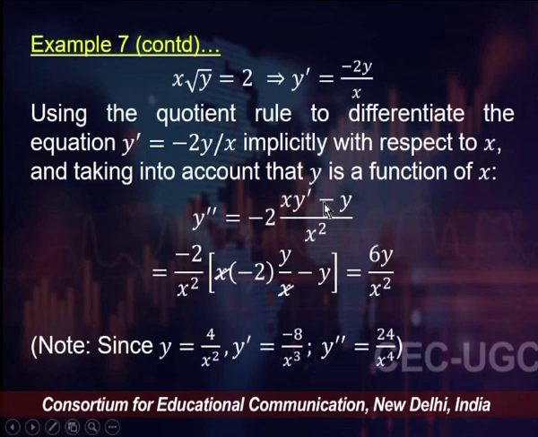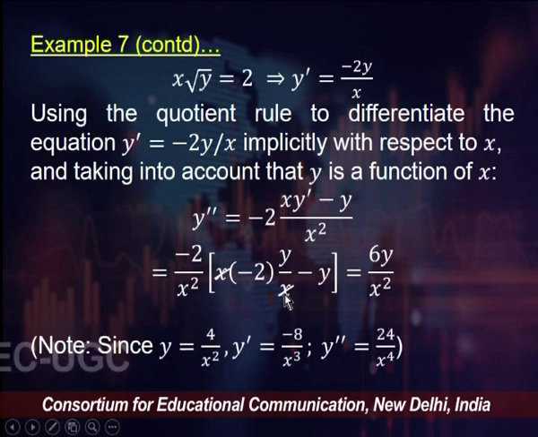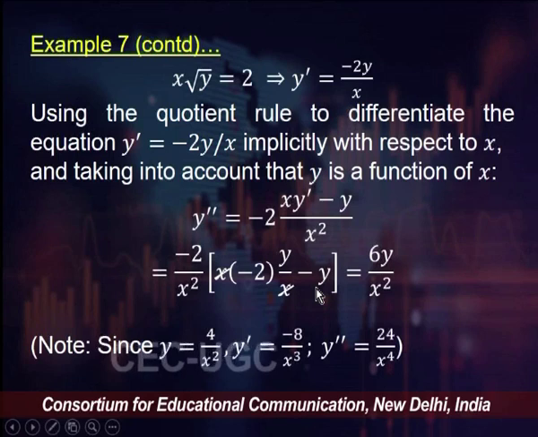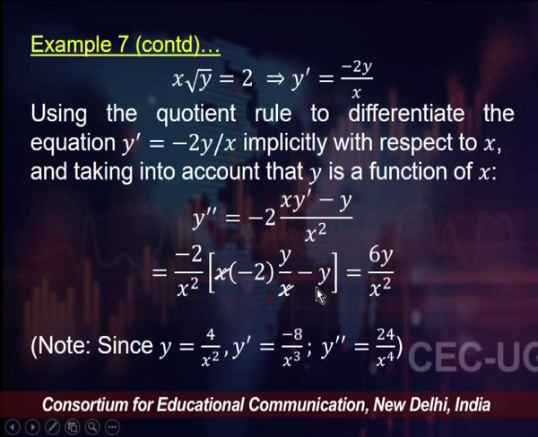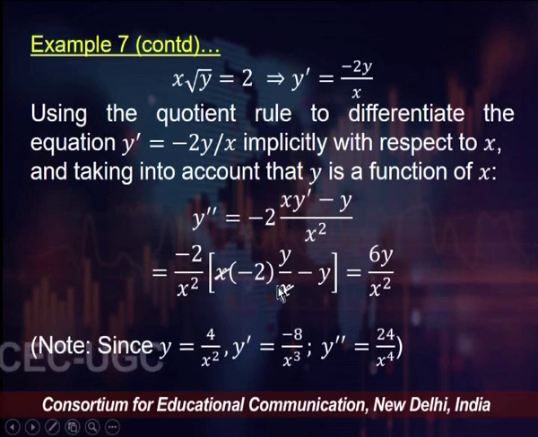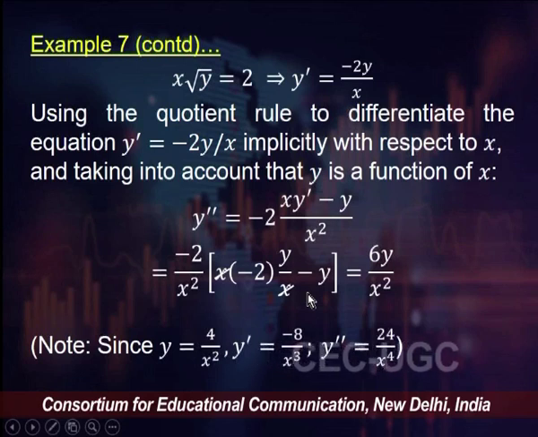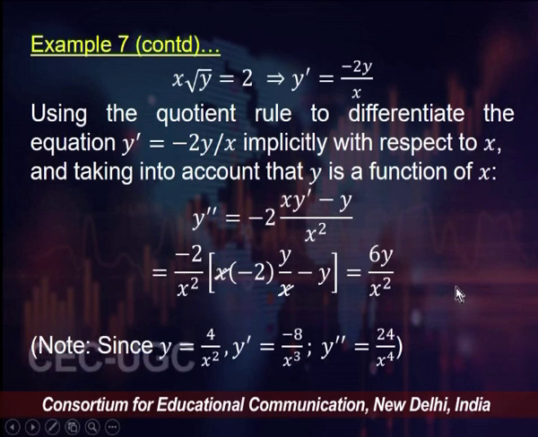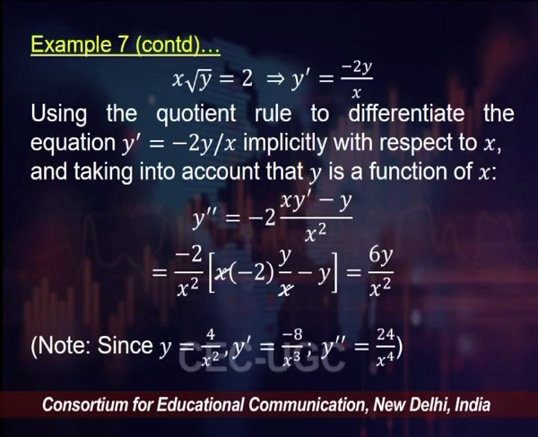I will substitute for dy by dx, minus 2y by x, and as you can see here, the x terms will get cancelled. Then I have a minus y in the numerator. Once you solve, after the x's get cancelled, in the parenthesis I simply have minus 2y minus y, which is minus 3y, and that multiplied by minus 2 is 6y. So, the result that I get here is 6 times y divided by x squared, right?